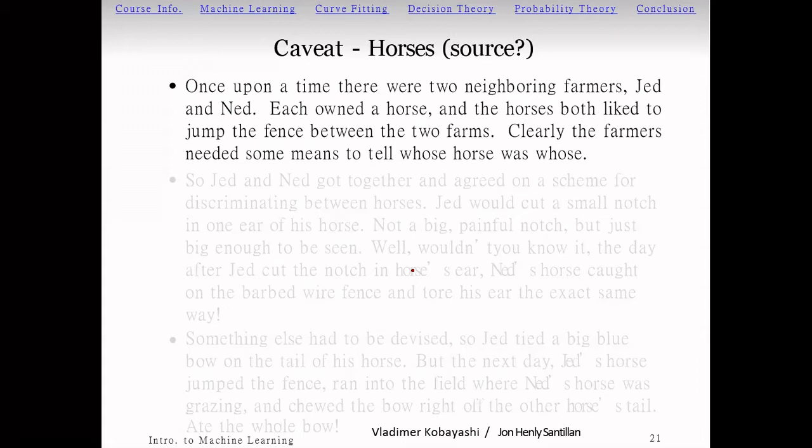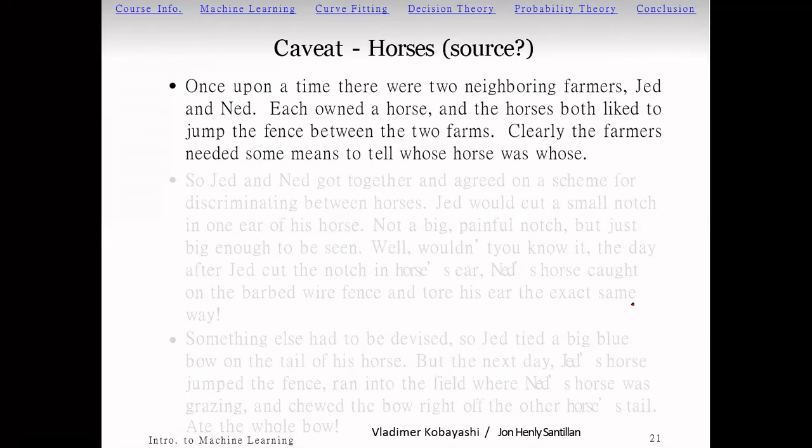And then these two horses like to jump over the fence, okay? So yung horse ni Bernido minsan tumatalon doon sa farm na pag-aari ni Limpag. Okay? Yun naman kay Limpag, minsan pupunta doon sa farm ni Bernido. So of course, they should have a way to identify kung kanino yung horse na yun. Okay. So they agreed to a scheme.